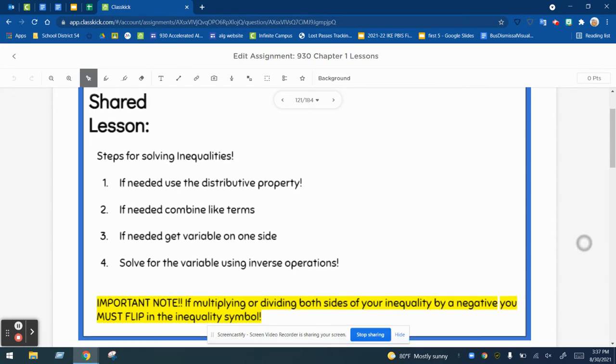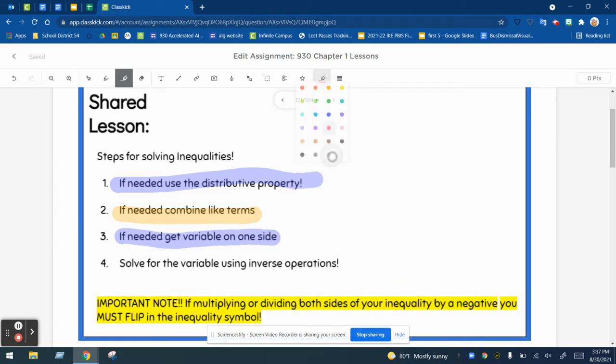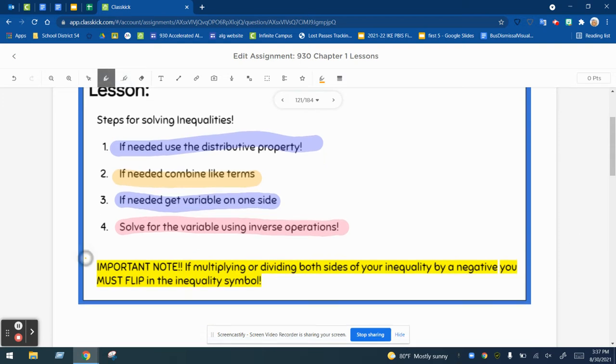So our steps for solving inequalities. If needed, you must use the distributive property first. That's always our first idea when we're solving equations. After that, we will combine like terms if we can. Again, get our variable on one side, and then the last step is to solve for the variable using inverse operations. So it's just like when we're solving equations, the only difference is our symbol is an inequality instead of an equal sign. At the bottom here, you have this very important notice. It says that if you're multiplying or dividing both sides of your inequality by a negative, you must flip the inequality symbol.